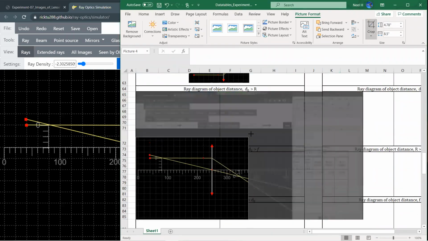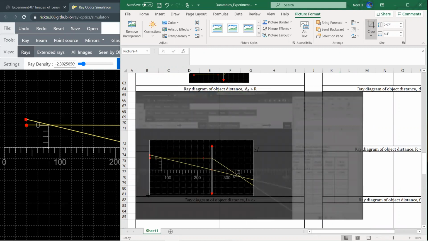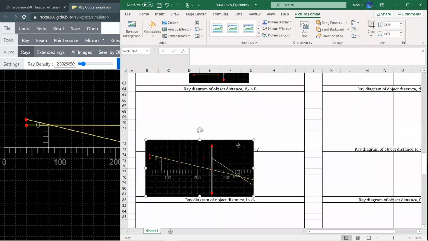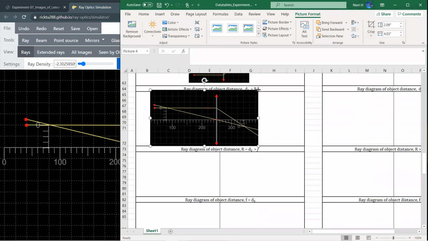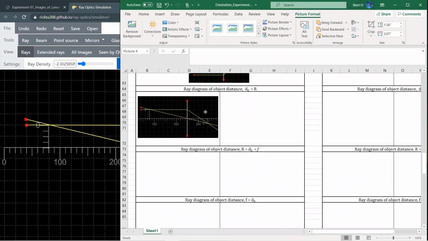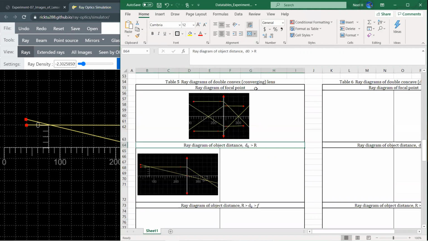Cross out anything, crop that out, anything unnecessary. Okay, so that should go here. Now we are working on object distance much larger than the R or twice the f. Okay, say here R or twice the f. R is not much meaningful, twice the f is much better.